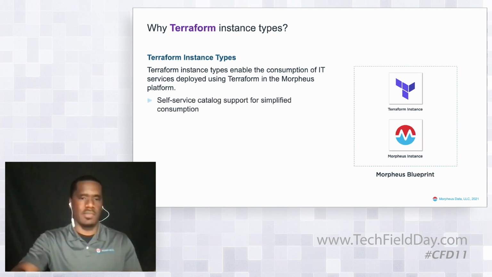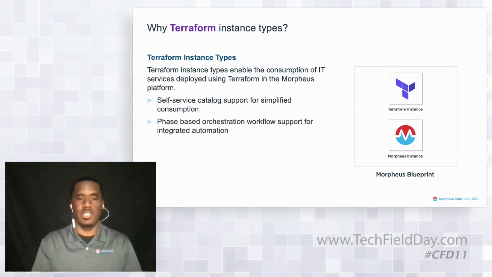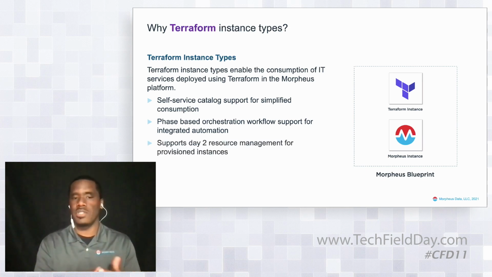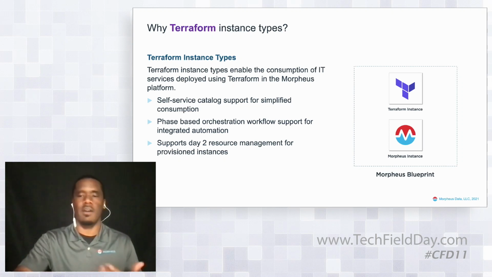And so, a self-service catalog for simplified consumption. There are some of the benefits: phase-based orchestration workflow, some of the things that David walked through, being able to tie in those Ansible playbooks and those various components of the provisioning, as well as the decommissioning process. Support for day two resource management, some of the things we talked about, being able to use the Morpheus platform for day two management of those resources from an instance perspective.